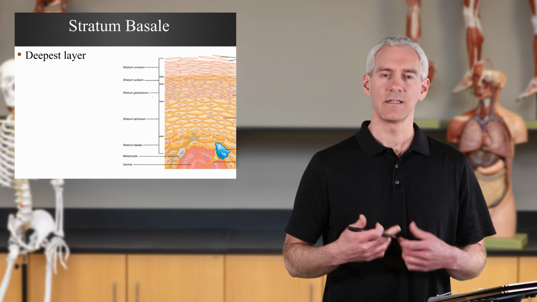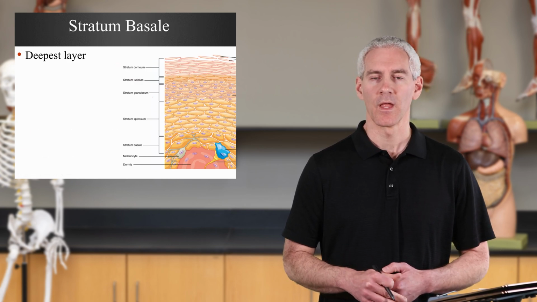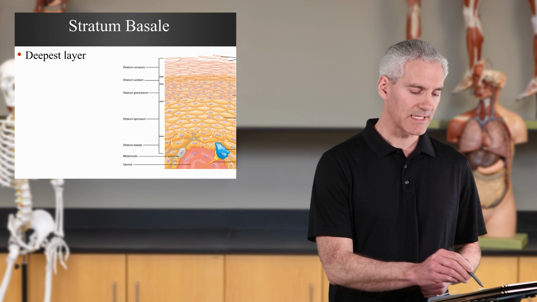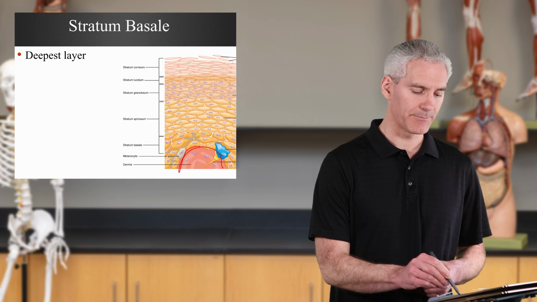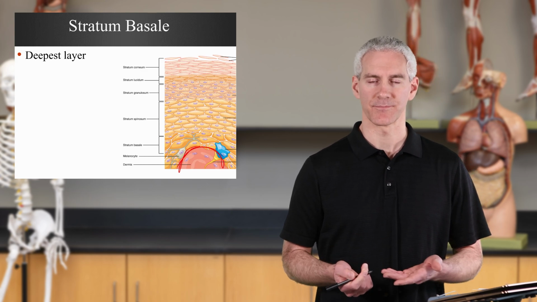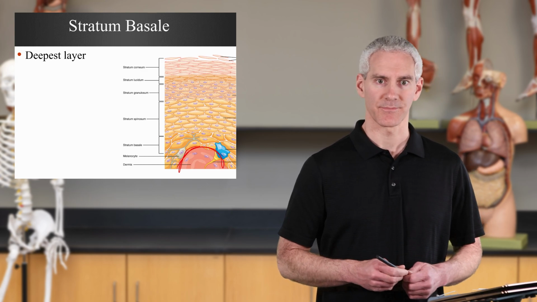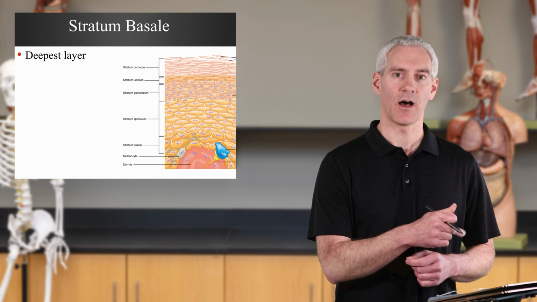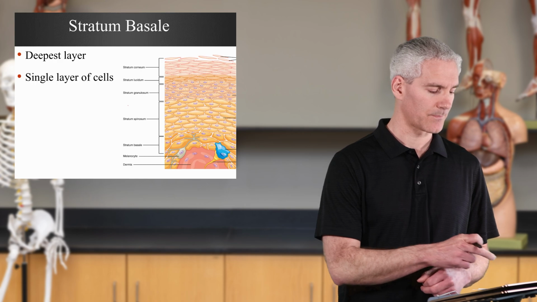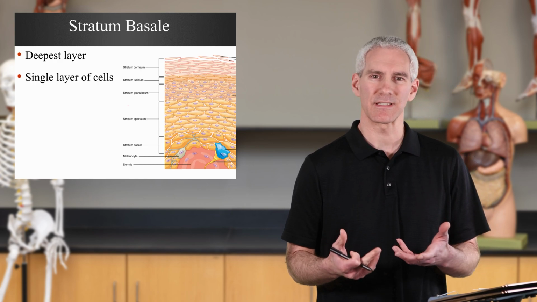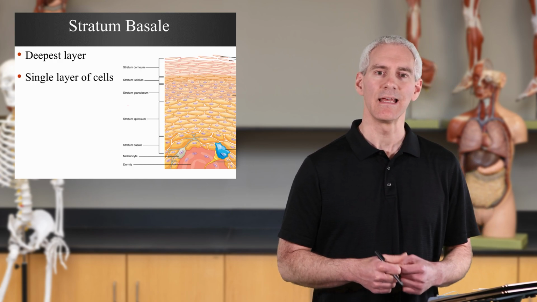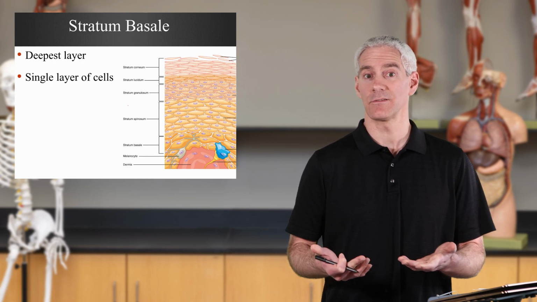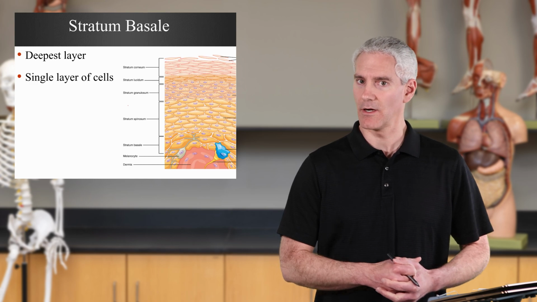So let's start looking at the stratum basale. We already mentioned the stratum basale is the deepest layer. You can see it's right down here, just above the actual dermis. That pink is the dermis. So the stratum basale is the deepest layer you have of your epidermis. It's a single layer of cells, maybe 2 layers of cells. There's really not that much in the stratum basale. Depends on when you catch it going through mitosis actually there.